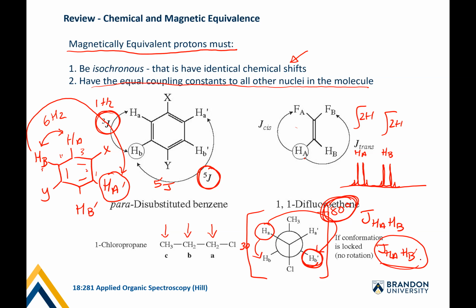So this one would be larger. And then the other thing which would happen here is that because you've locked it, these two would actually start to couple with each other. But that's outside of what we're doing. So as long as there's free rotation, you don't have to really worry about this. But I just thought I'd bring up that HA and HA primed are not magnetically equivalent because they've got different coupling constants to other nuclei. And it's a consequence of the fact that it's in a fixed location and there's no free rotation.